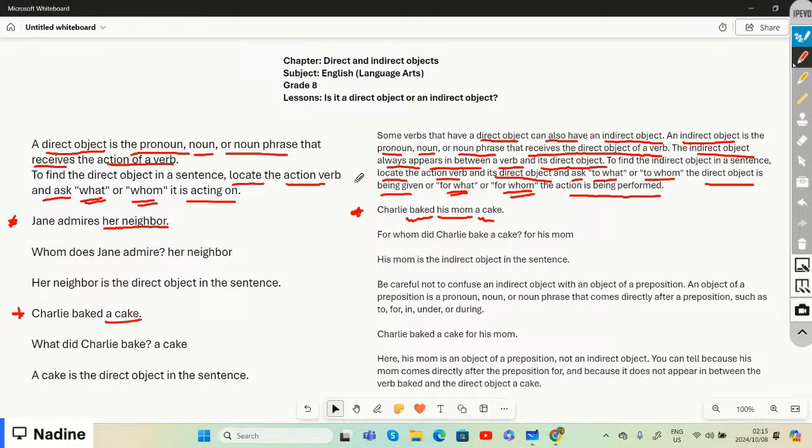Because remember, when we said Charlie baked a cake, a cake is the direct object. And now we go on over here and it says Charlie baked his mom a cake. Baked is our verb, a cake is our direct object, and the word in between will then be our indirect object.